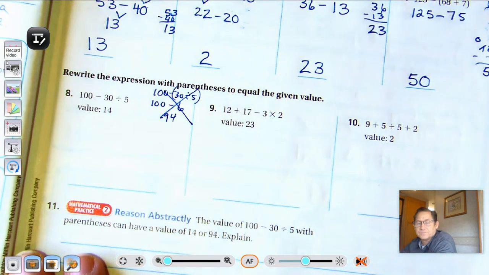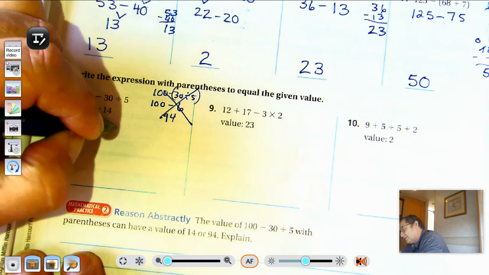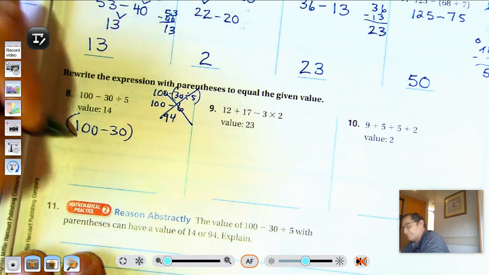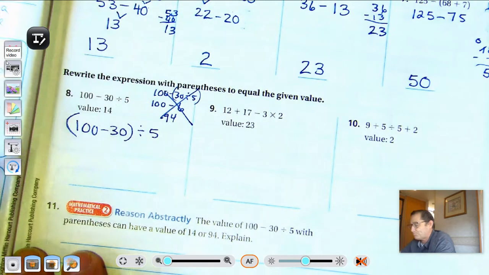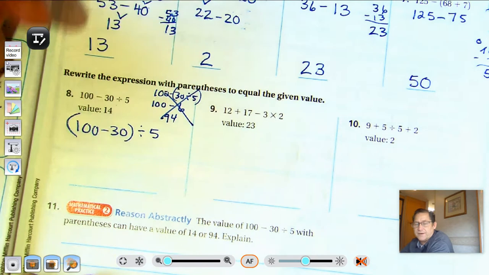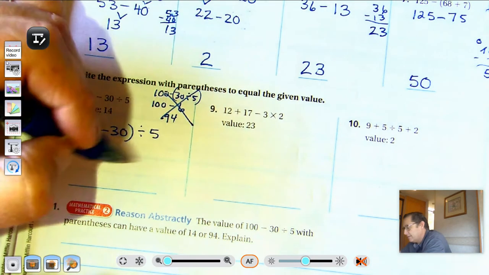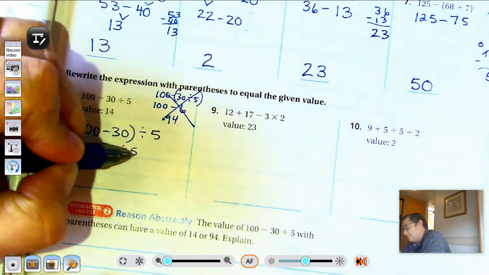So it's not divide first. Well, that only leaves me one other choice, right? So let's try 100 take away 30 in parentheses, and then divide by 5. What is 100 take away 30? We should be able to do that in our head. 10 take away 3, 7. So 70 divided by 5.